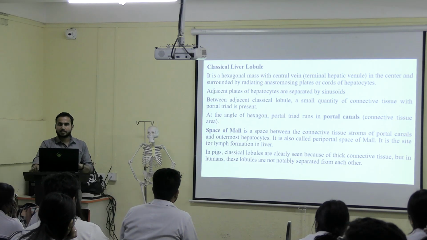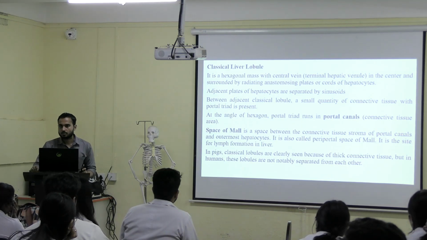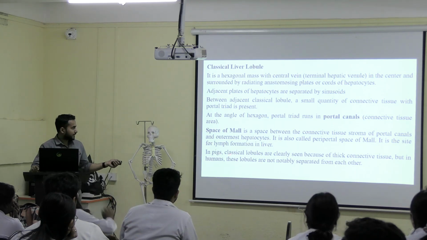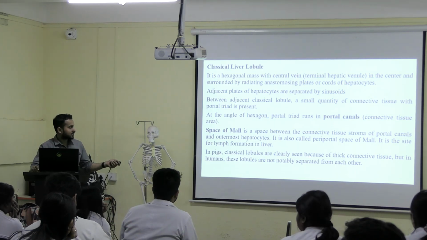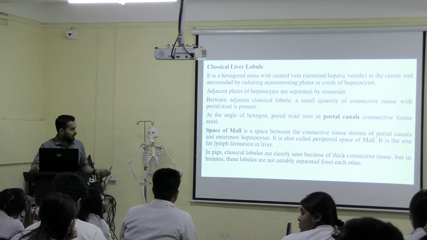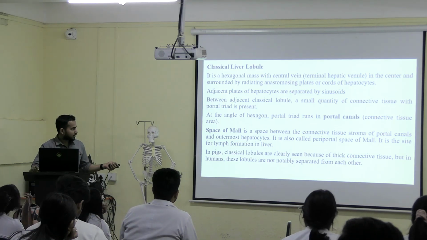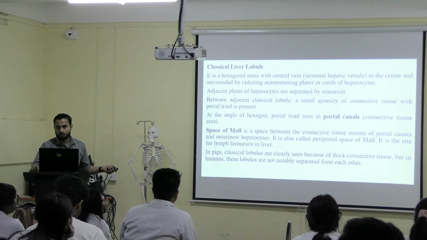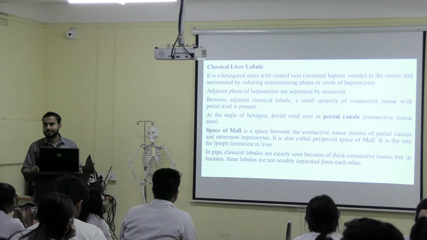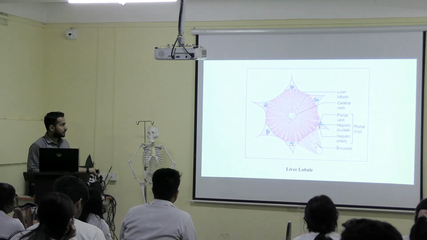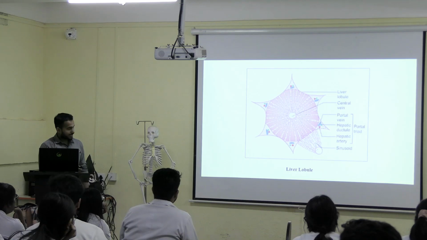But it is not like this, it is present, but it is difficult to identify. In pigs, classical liver lobules are clearly seen because of thick connective tissue, but in humans these lobules are not notably separated from each other. Why? Because the amount of connective tissue is less. Now here you can see the classical liver lobule.